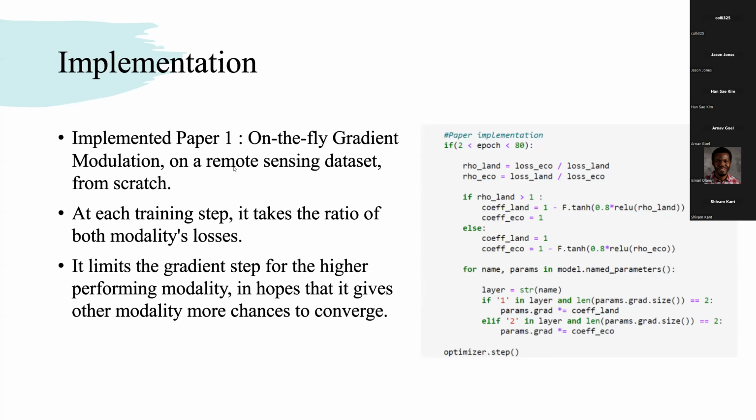For the implementation, I implemented the first paper on a remote sensing data set. I took two different satellite data sources, which can be classified as different modalities. At each training step, I took a ratio of both modalities' losses, and using this code, it limits the gradient step for the higher performing modality. Based on the ratio, I multiplied that with each of the gradient steps, so that the higher performing one gets limited, and the other modality has more chance to converge.